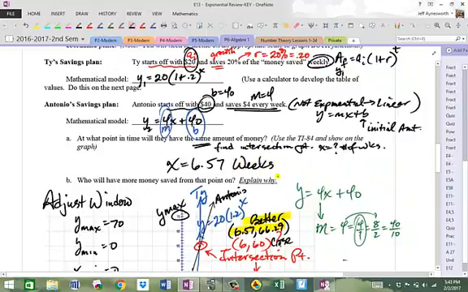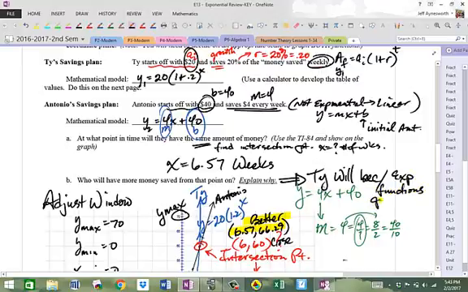Who will have more money saved after that point on? Okay, I already explained that. Ty will, because her graph grows faster, because exponentials grow faster than linears. Because exponential functions grow faster than linear functions.